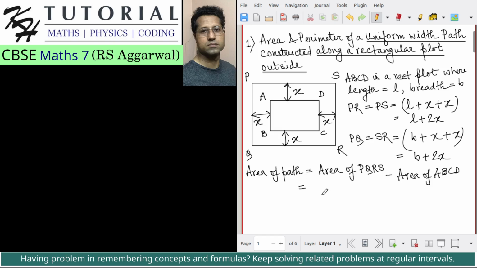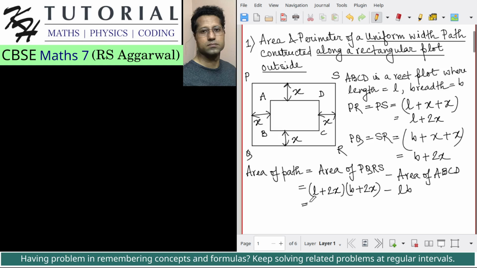Now what is the area of PQRS? The area of PQRS will be L plus twice x, this is the length, multiplied by the breadth, which is B plus twice x, minus the area of the rectangular plot. What is the area of the rectangular plot? It will be L into B.